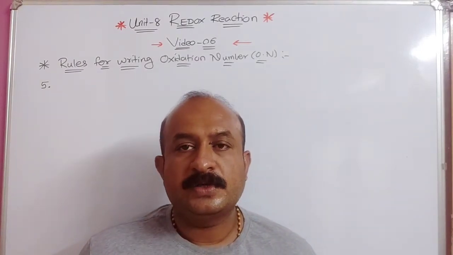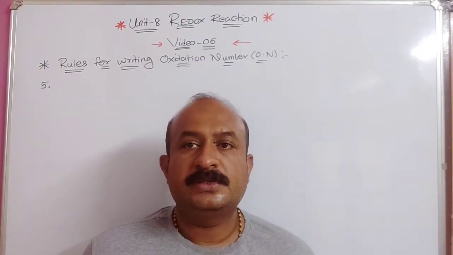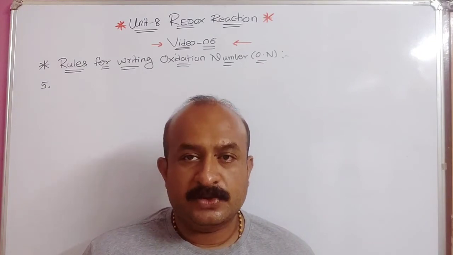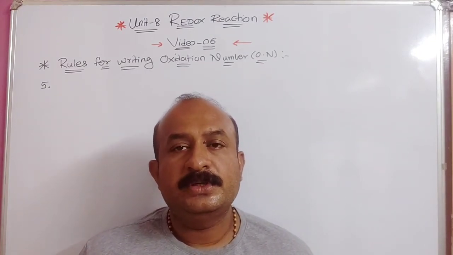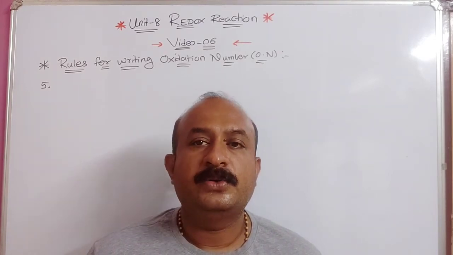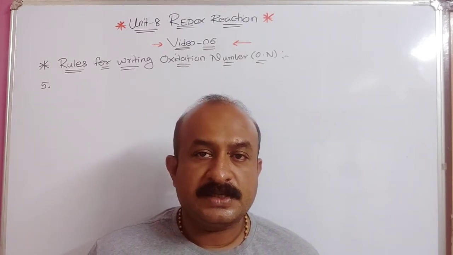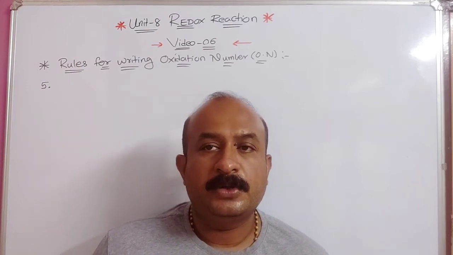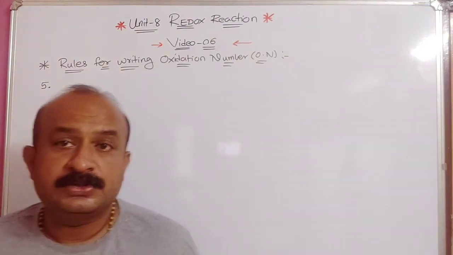Today in video 6 we are going to see the rules of assigning or writing oxidation number. Till now we have discussed, in the previous video, up to rule number 4. Today we are going to discuss rule number 5 and 6. Rule number 5 is all about halogens.